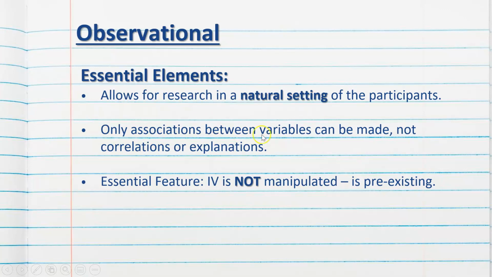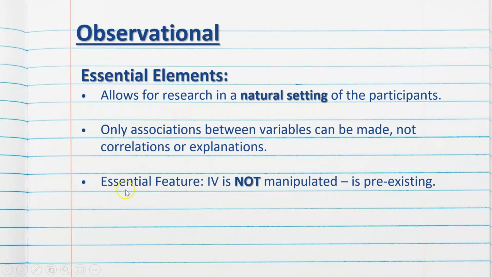Now, only associations between variables can be made. We can't make correlations or explanations. Because we have no control with this design, we can only make possible associations. So yes, maybe there is a relationship between the IV and the DV. We can't say that for sure with this design. We have very little control with this design. All we're doing is observing our participants and basically recording their results with very little interference from us.